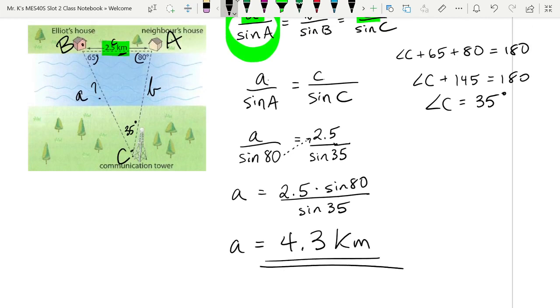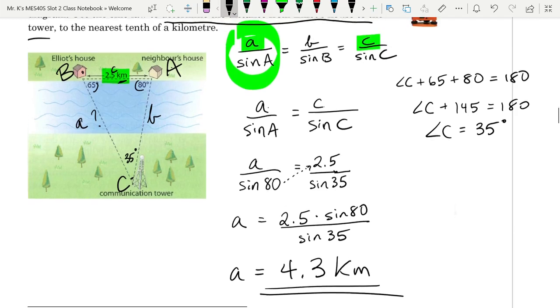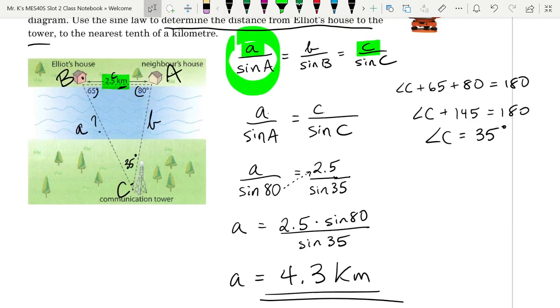So that's how I use my fancy new formula called the sine law. You'll notice that we use trigonometry, we use sine, and this triangle here didn't have a right angle in it. If there was a right angle, I wouldn't use the sine law. I'd use SOHCAHTOA because it's easier. But there we go. Any questions on how I did that? Feel free again.